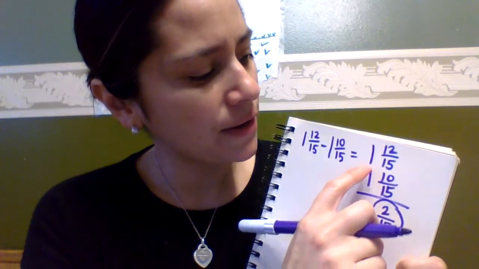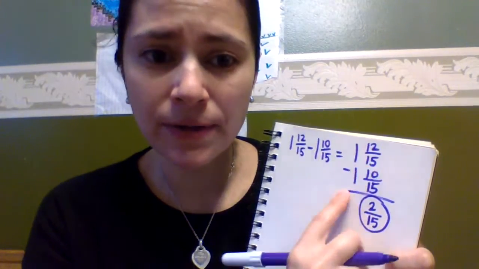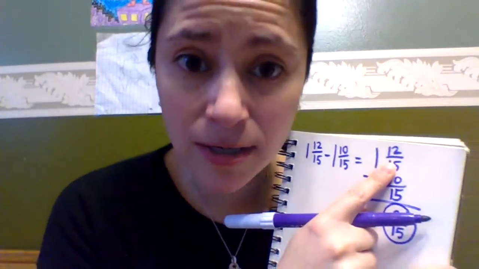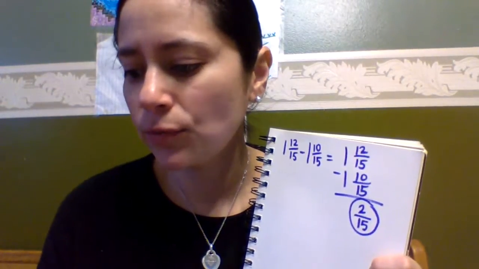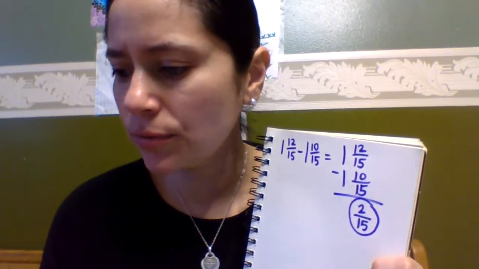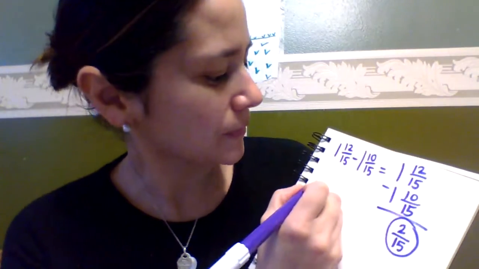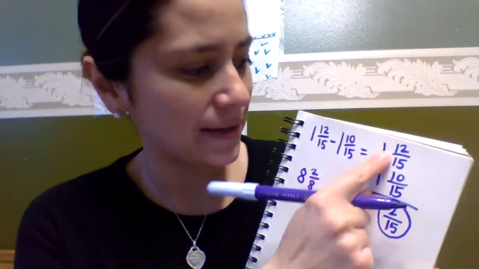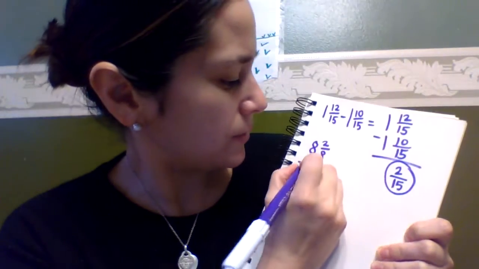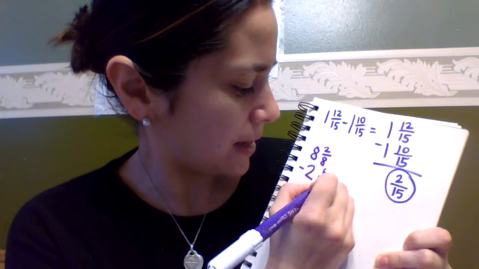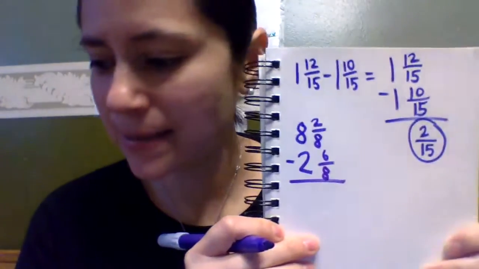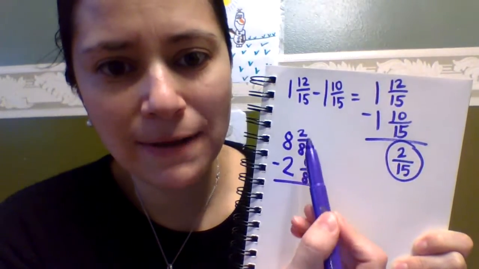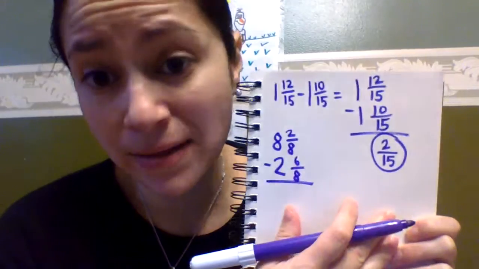That's it. So if the problem is set up like this, where the number on top is bigger than the number on the bottom, then it's easier. The problem is when the number on top is smaller than the number on the bottom and you have to borrow. So I think number 2, let me show you with number 2. Number 2 is 8 and 2/8. And I'm going to go ahead and just write it like this already. Minus 2 and 6/8.